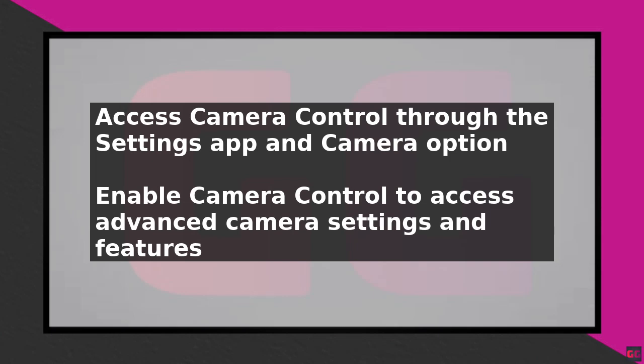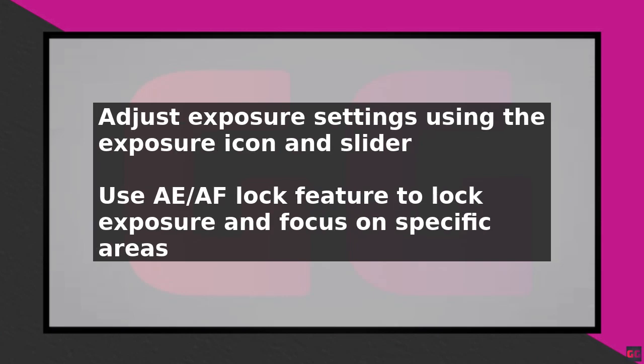Tap on it to enable the feature. Once enabled, you can access camera control by going to the Camera app and tapping on the arrow icon at the top of the screen. This will open the camera control menu, where you can adjust settings such as exposure, contrast, and saturation. You can also switch between different camera modes, including photo, video, portrait, and more.